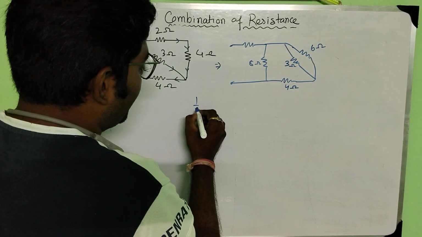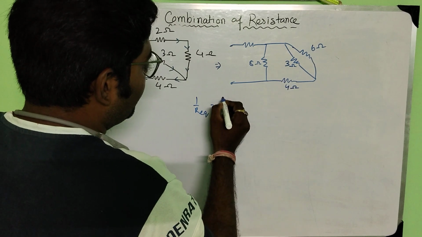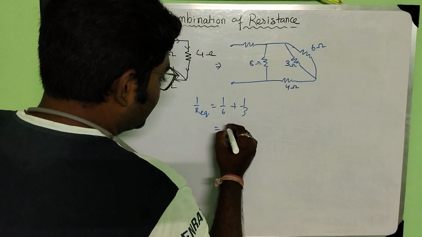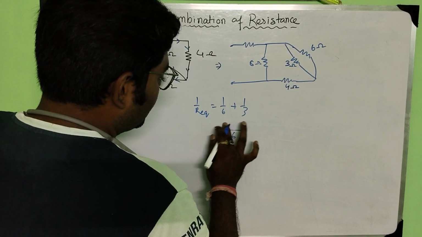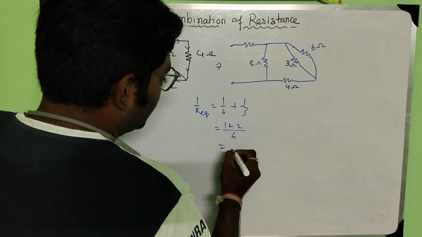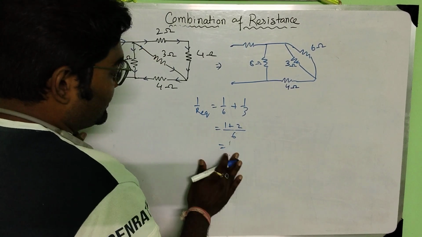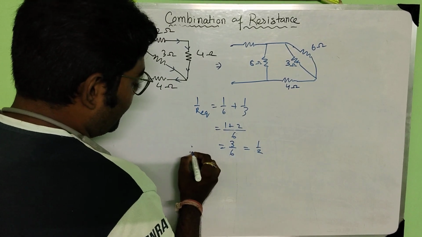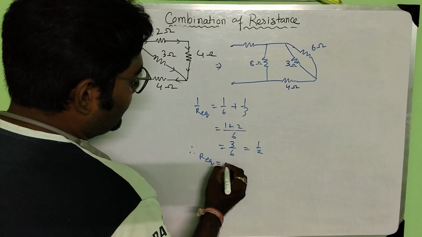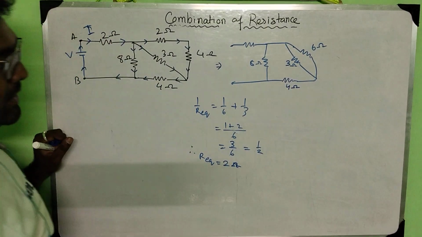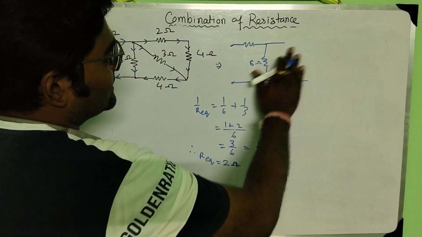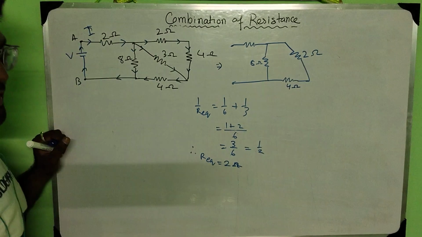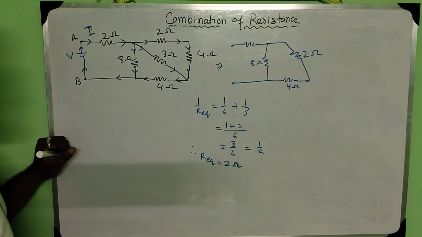that means 1 by R equivalent will be 1 by 6 plus 1 by 3. That means 1 plus 2 over 6, that means 3 by 6, that means 1 by 2. Therefore, R equivalent will be 2 ohm. So here actually I can write it as 2 ohm. Now this 2 and 4, it is again in series combination.